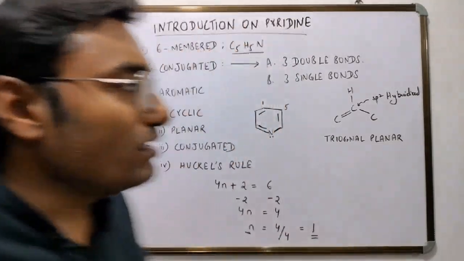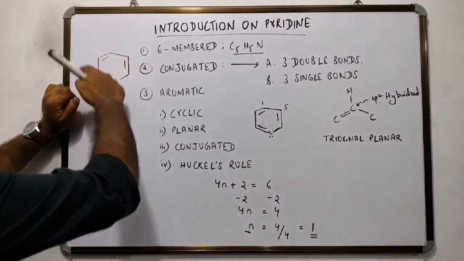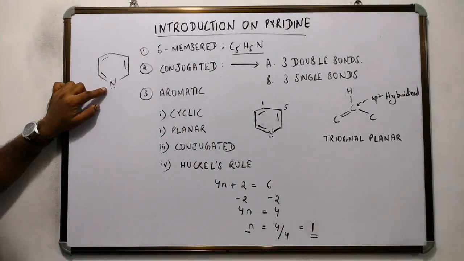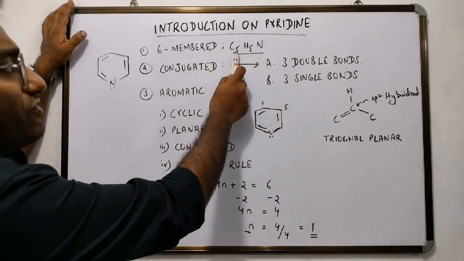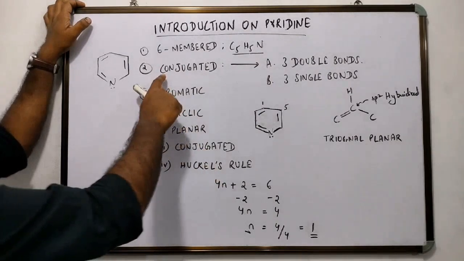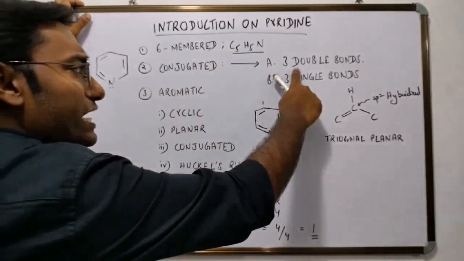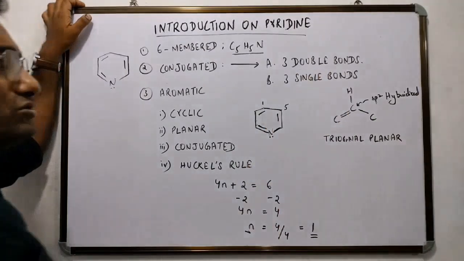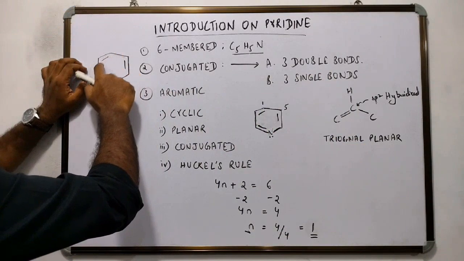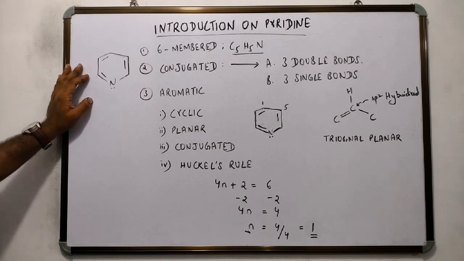So let's see. First point, pyridine is a 6-membered heterocyclic ring containing nitrogen, the molecular formula of which is C5H5N. Point number 2, pyridine has a conjugated system consisting of 3 double bonds and 3 single bonds. Needless to say that the 3 double bonds and the 3 single bonds are arranged in an alternating fashion.